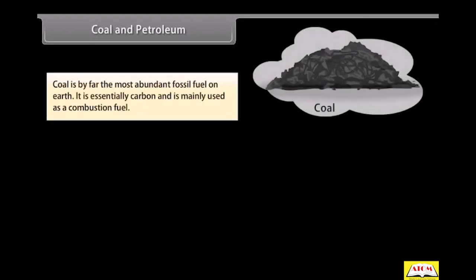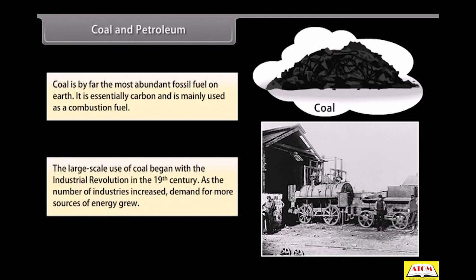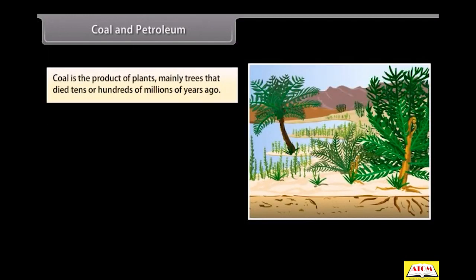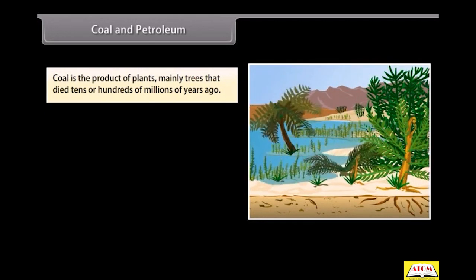Coal and petroleum. Coal is by far the most abundant fossil fuel on Earth. It is essentially carbon and is mainly used as combustion fuel. The large-scale use of coal began with the Industrial Revolution in the 19th century. As the number of industries increased, demand for more sources of energy grew. Coal is the product of plants, mainly trees that died tens or hundreds of millions of years ago.